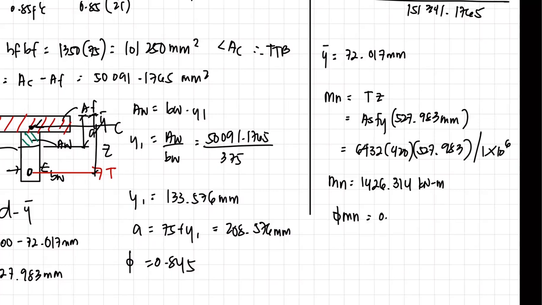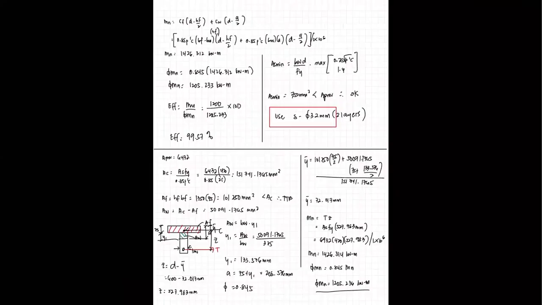Phi Mn, so 0.845 Mn. So phi Mn, so 1205.236 kilonewton meter. Okay? Which is, I think, the same nung nasa taas. May konting discrepancy lang due to rounding of numbers. Pero same method are acceptable to calculate for the moment capacity.